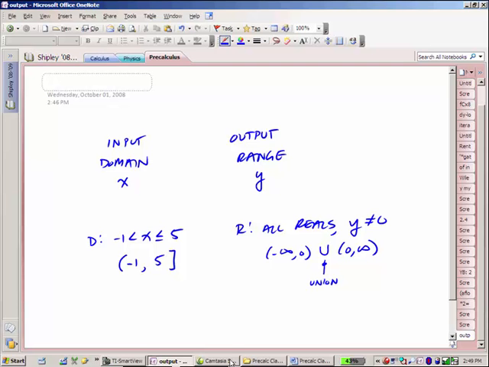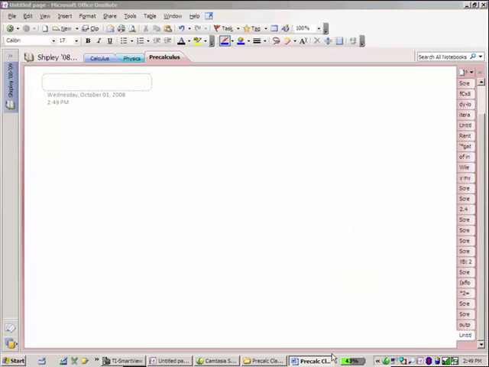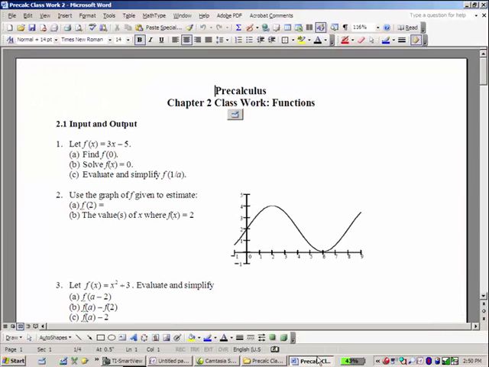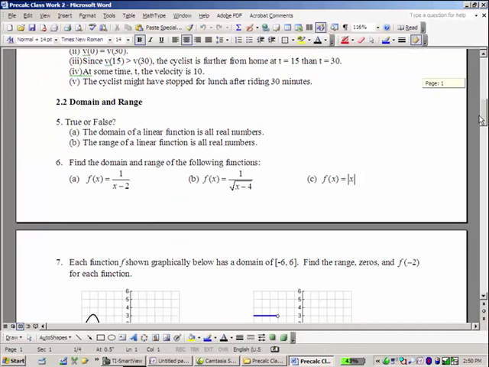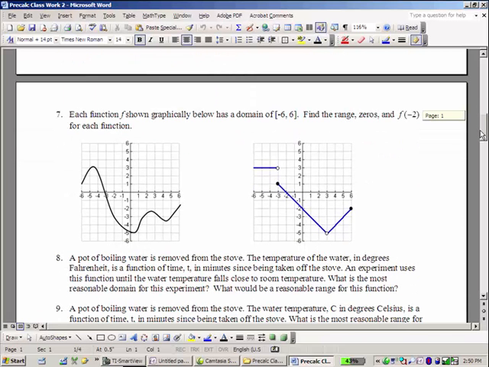Okie doke. So let's take a look maybe at a problem or two dealing with domain and range. I thought we were going to look at a problem or two. There we go. Maybe we can look at 6. Actually, you know what? I think this is going to be easier. I think if we look at 7, you're going to find that easier. Maybe, I could be wrong. You'll tell me.